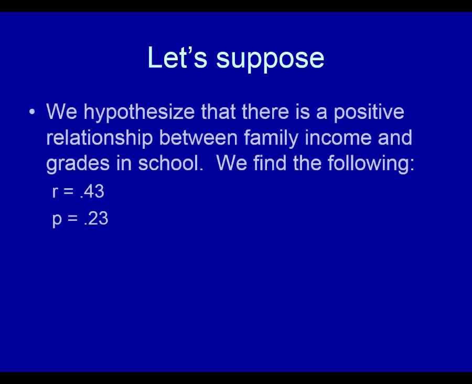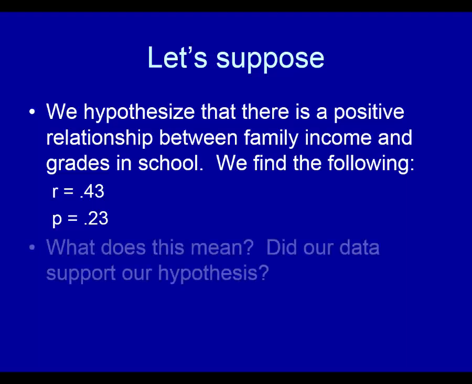Okay, let's go down the let's suppose trail again. We hypothesize that there is a positive relationship between family income and grades in school. We find the following: r equals 0.43, p equals 0.23. The question is, how do we interpret this data? What does this mean? Did our data support our hypothesis?